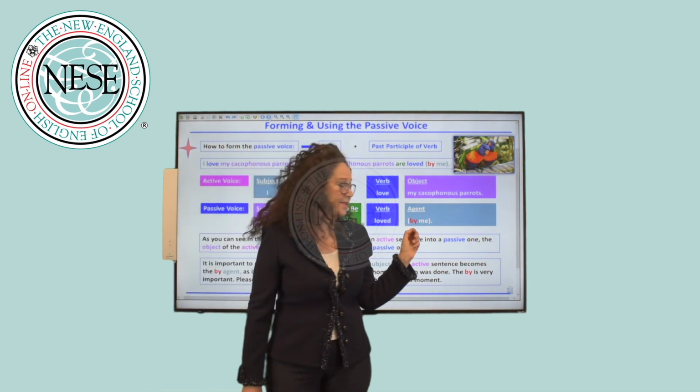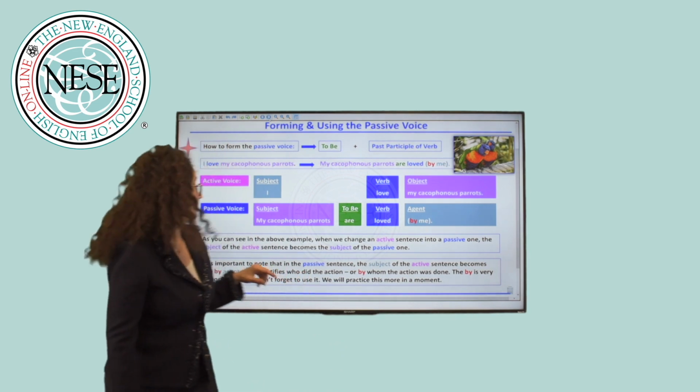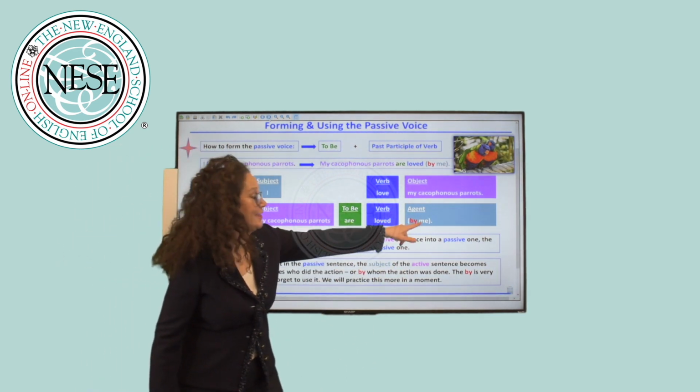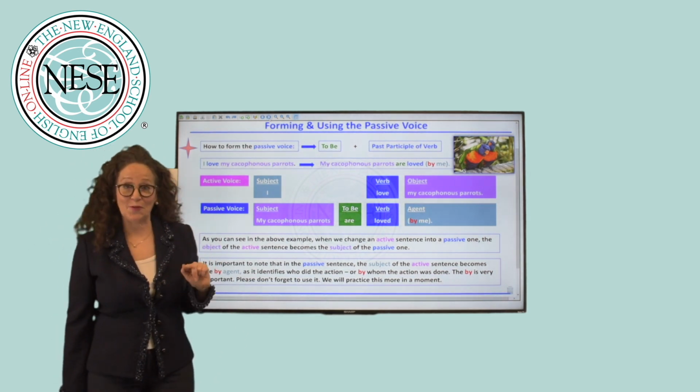Don't bother about reading this yet. We'll read it in a moment. By is very important. You need to have the by. By me, because I becomes the agent. Now I will read and you can follow.